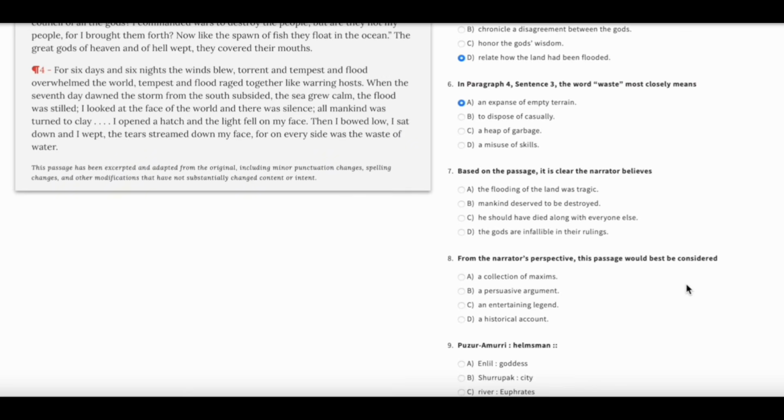Where? Because at the bottom he says, he opened a hatch and the light fell on his face. I bowed low, I sat down and I wept. The tears streamed down my face, for on every side was the waste of water. Oh, yeah. That's pretty solid evidence.